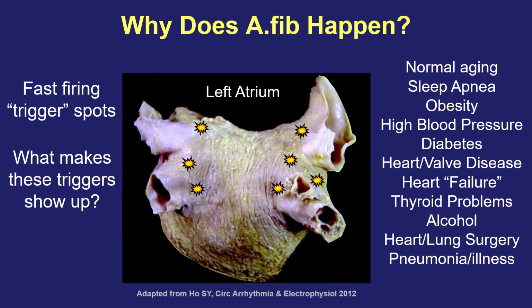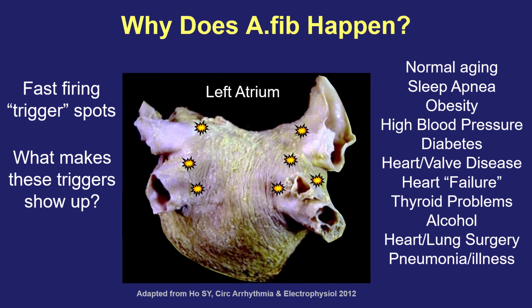including being overweight, high blood pressure, diabetes, other heart problems, including valve problems. Sometimes other medical conditions like a thyroid problem can increase the risk of A.Fib. Drinking alcohol can be a trigger for A.Fib in many people. Having surgery, such as heart and lung surgery in particular, can temporarily increase the risk of A.Fib for a few weeks after that surgery. Having respiratory infections and pneumonia or other airway infections can also be a trigger of A.Fib.